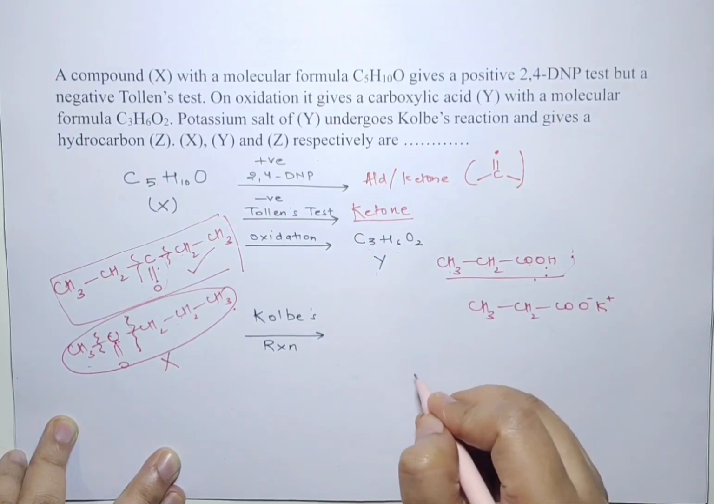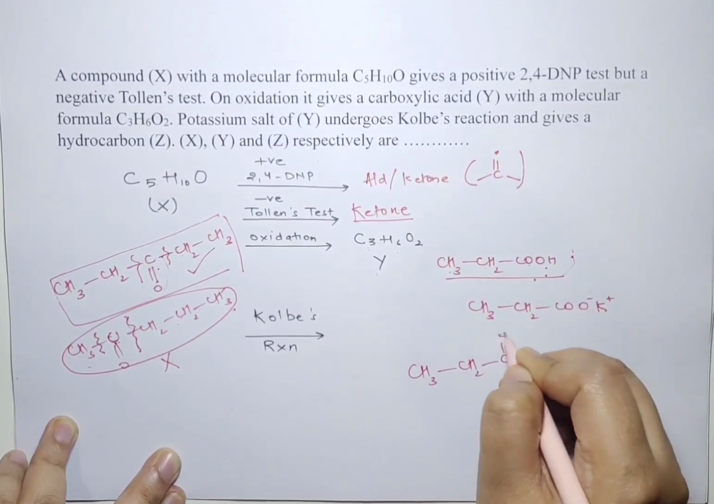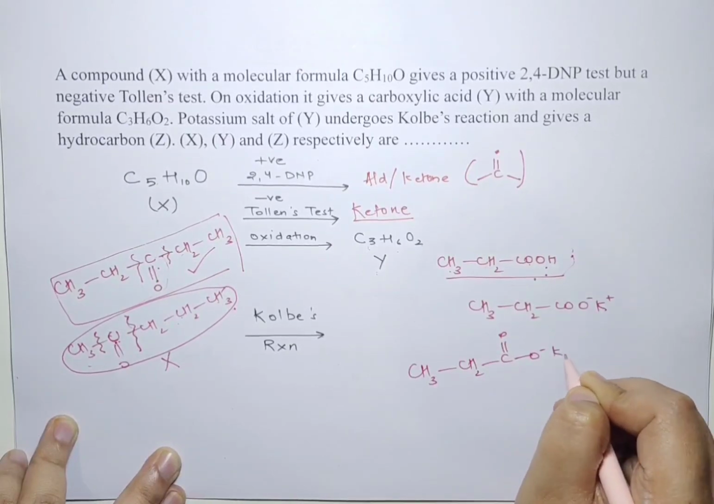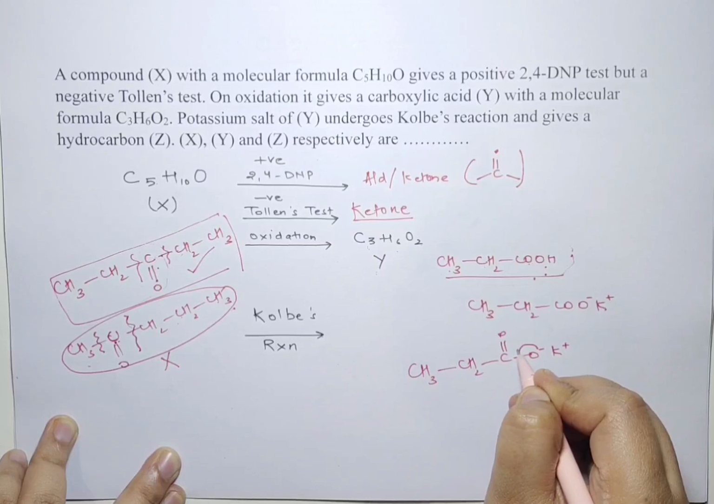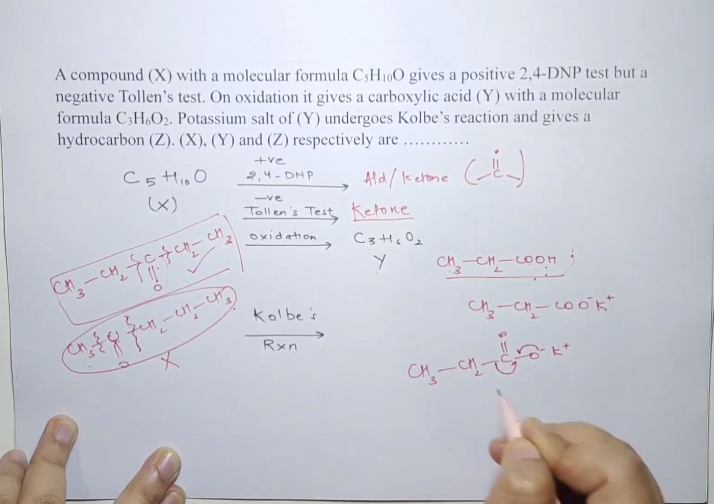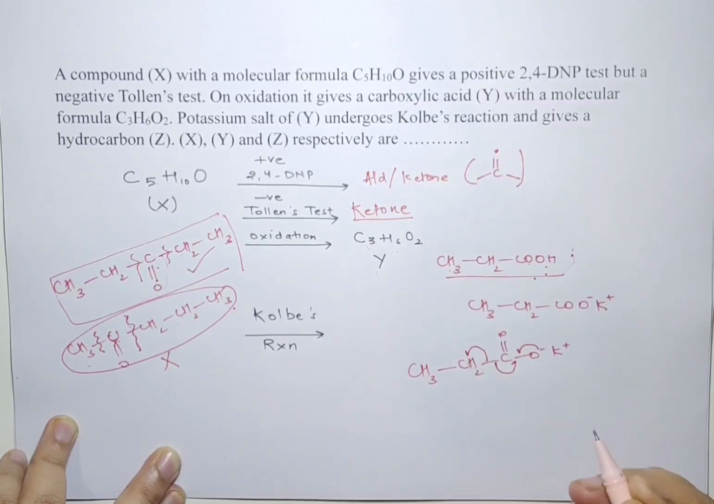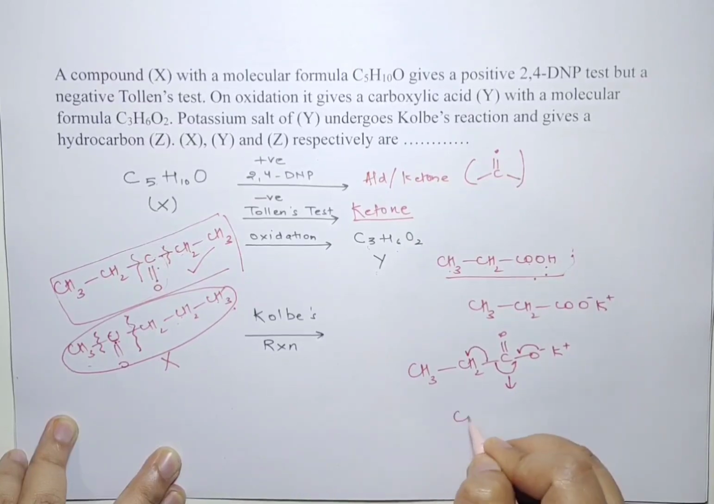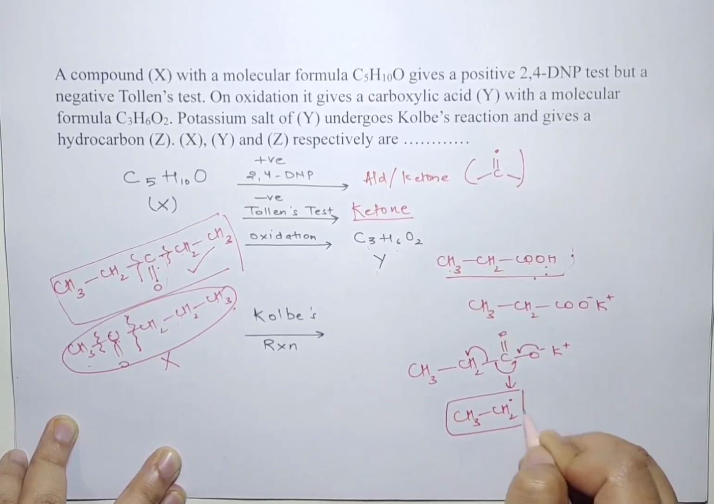So what happens in that is that this is your potassium salt of carboxylic acid. This electron here comes here. The electron from this bond comes here, single electron, because this is a push hook arrow, and the other electron comes here. So what you get is a radical, an ethyl radical.